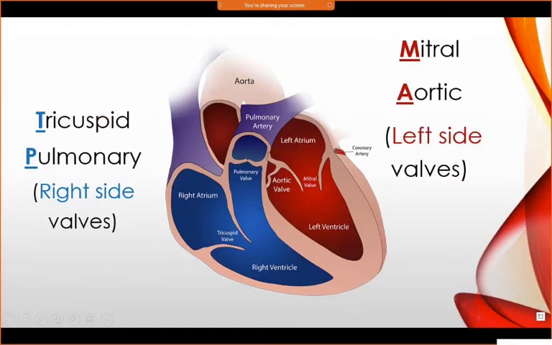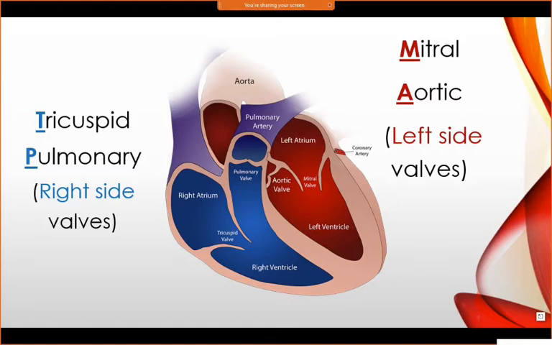Okay. So I came up with a little thing for you to remember which valves are on which side, because again, you don't need to memorize what's going to happen if one of these valves goes down if you know which side of the heart the valve is on. So I came up with TP-MA.